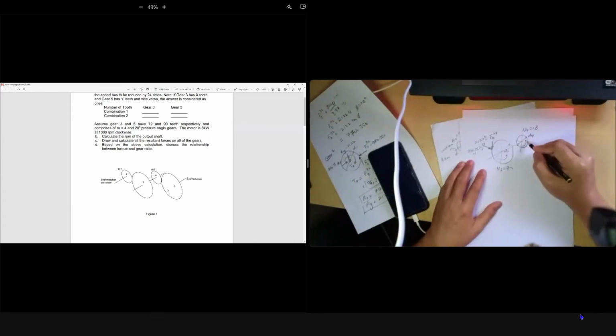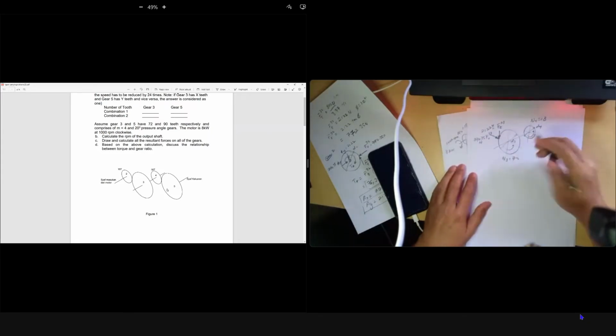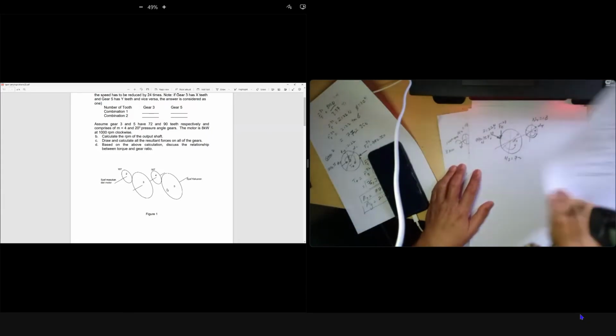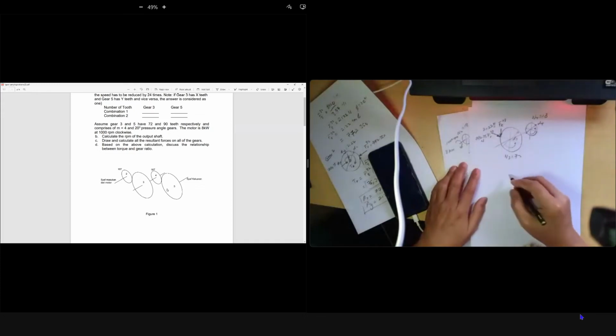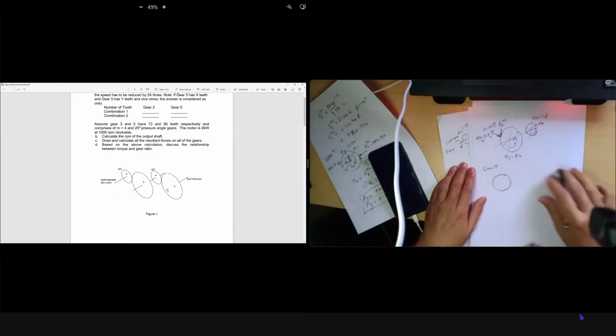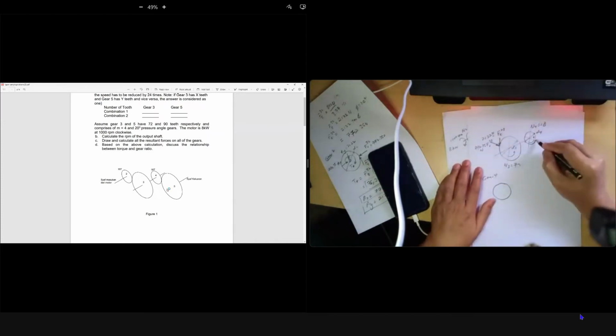So at our gear 4, we already have free body diagrams of gear 2 and gear 3. What about gear 4? Gear 4 is like this, the free body diagram of your gear 4. If you look at it, your gear 4 is driving your gear 5.